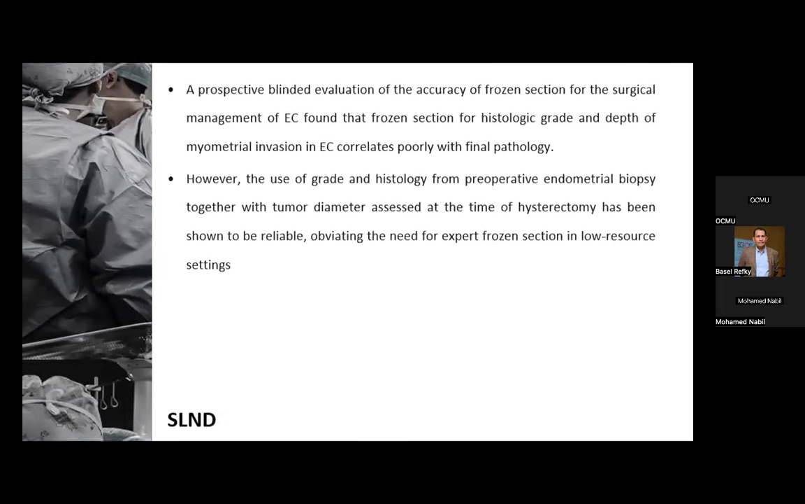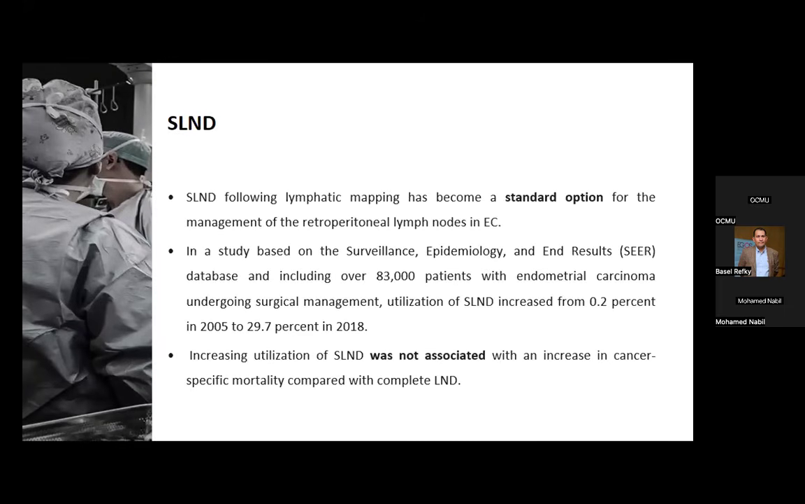Sorry. I will go for the sentinel lymph node dissection for the sake of time. The sentinel lymph node dissection following lymphatic mapping has become a standard option for the management of the retroperitoneal lymph nodes in endometrial cancers. As you see, you are going more conservatively to select the patients. So if we have the solution of sentinel lymph node dissection, why not use it even in all cases? We'll speak about this now.